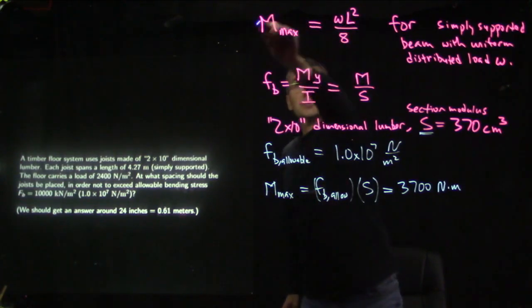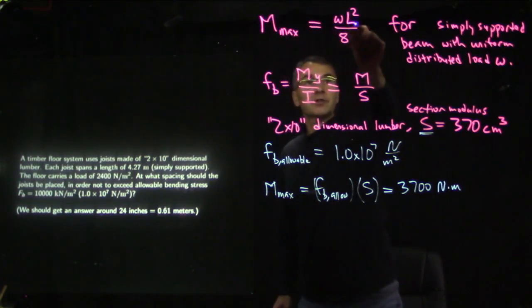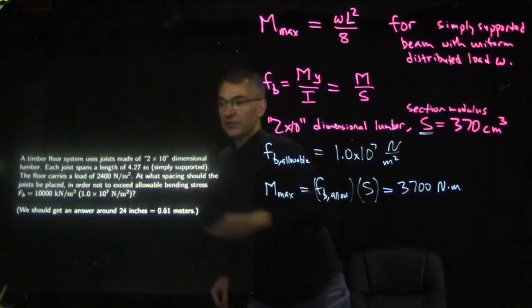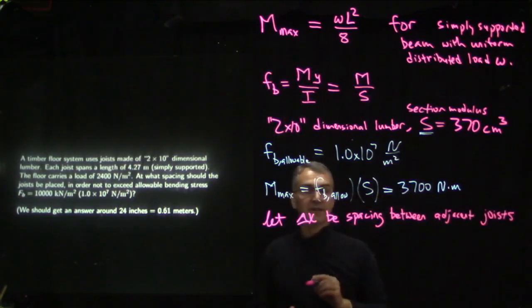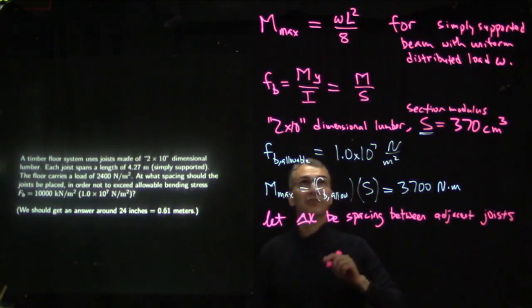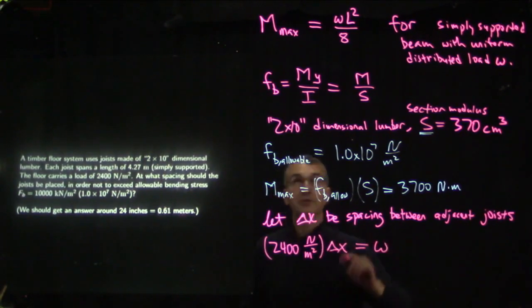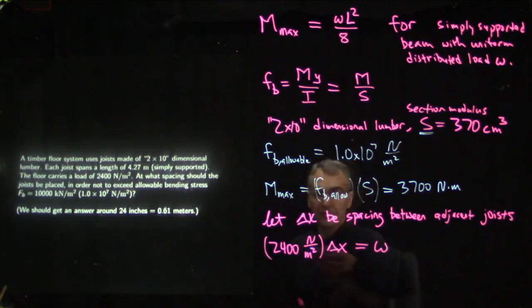And then here's the maximum actual value of bending moment depending on the load and the length. We're given the length, so then we have to relate this load, which is force per unit length, to the specified force per unit area, and then the spacing between adjacent beams. I guess we can do that. So let delta x be the spacing between adjacent joists. And so 2,400 newtons per square meter times delta x equals W, the force per unit length. This is force per unit area, this is spacing between adjacent beams, which is a unit of length, so the result is force per unit length along one beam or joist.